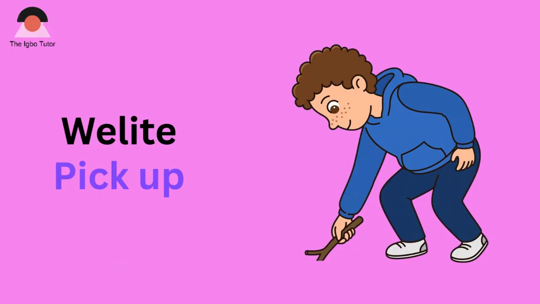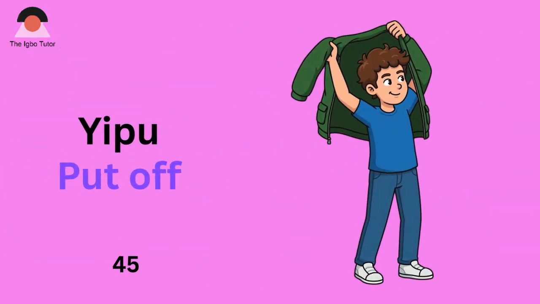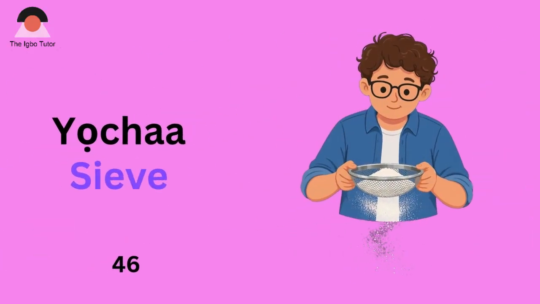Wedite, pick up, especially for light items. 44, yinye, put on, as in clothing. Yinye, put on or wear. Let's go to the opposite. Yipu, put off. Put off the clothes. Yipu akwa. Yipu, put off.